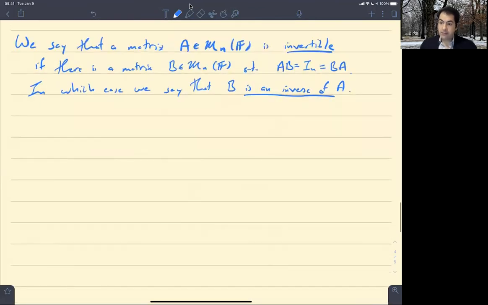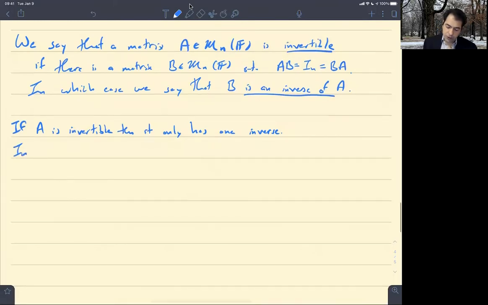That is a non-trivial fact. If A is invertible, then it only has one inverse. Okay, so it's non-trivial, but it's not very hard. It's very similar to properties that we saw when we were looking at the arithmetic of fields. Of course, notice that matrices do not form a field because there are, we'll see, non-zero matrices that are not invertible.